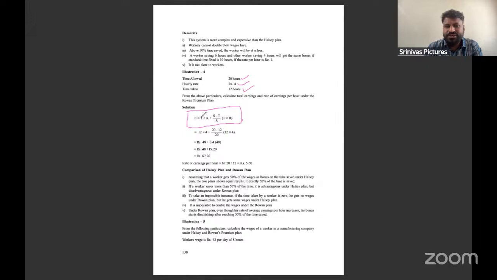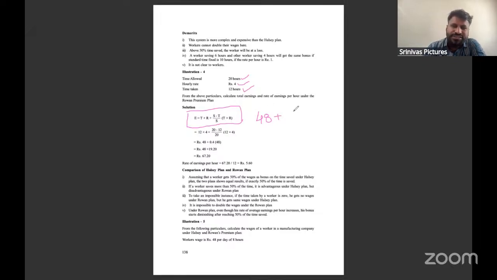So Halsey premium plan is equal to what? Simply, earnings is equal to time into rate. Time is how much he has taken? 12 hours. Per hour rate is 4. Generally, 12 into 4, 48 rupees he is going to get. But here, actually the time we gave is 20 hours, but he took only 12 hours. He saved 8 hours for us.